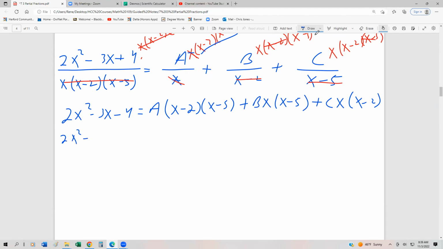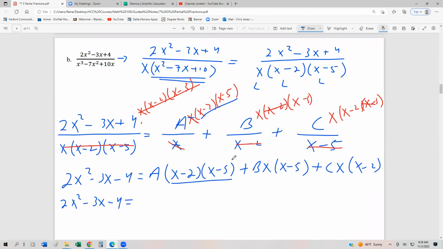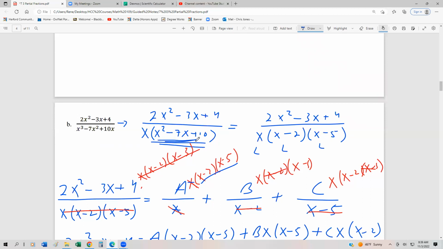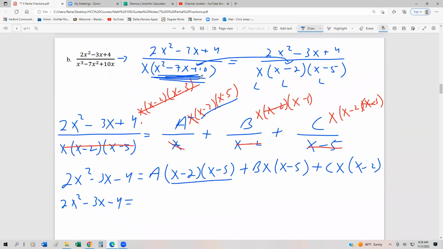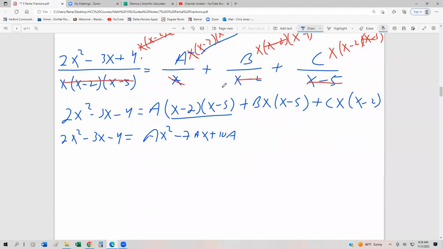So 2x squared minus 3x plus 4 is going to be equal to, now if I FOIL this out, don't we already know that (x minus 2)(x minus 5) is x squared minus 7x plus 10? Because we factored it right here. So it should be the same thing. When we distribute the a to these three terms, ax squared minus 7ax plus 10a. Now we distribute b, so we get bx squared minus 5bx, and then cx squared minus 2cx.